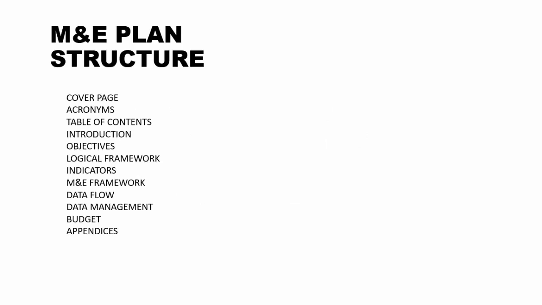So now the M&E plan has this structure. It's a document which should be well structured, so I've detailed how the structure should look. You've got the cover page, the acronyms, table of contents, introduction, objectives, the log frame. It's good to have one, but you can also do away with it if you don't want it. List down the indicators. I think this is more important than anything else.